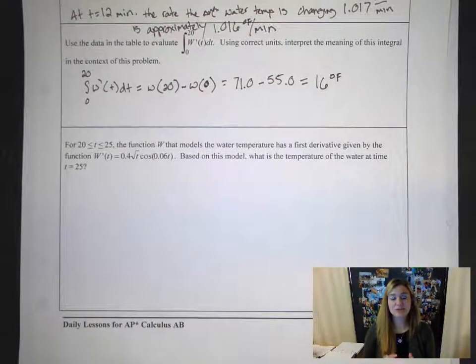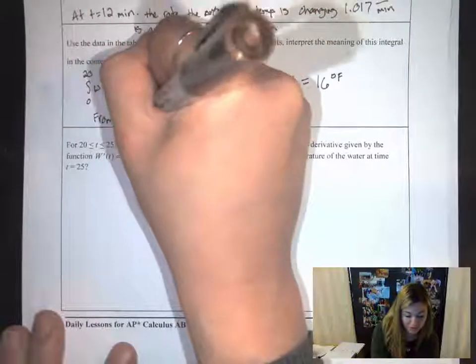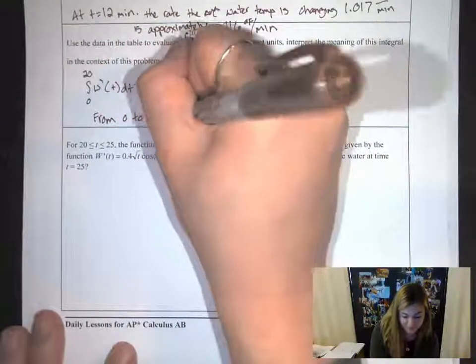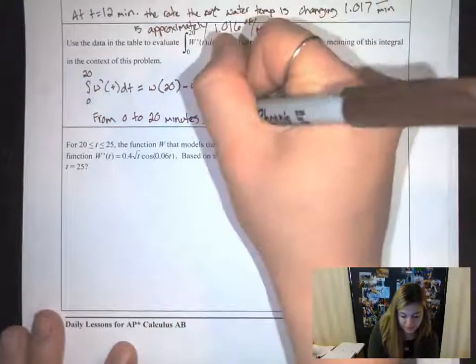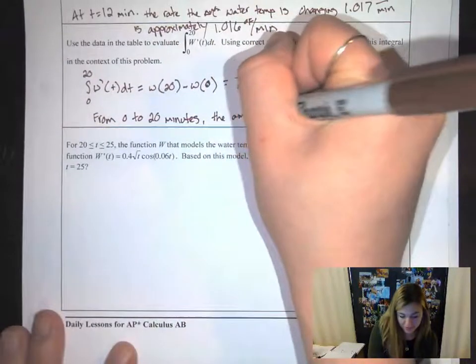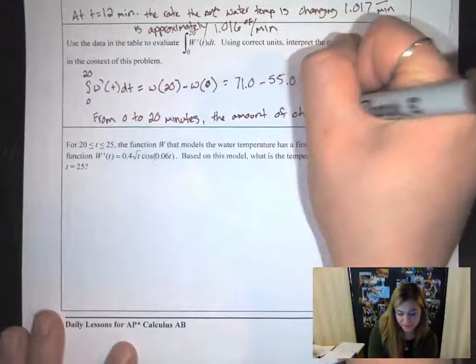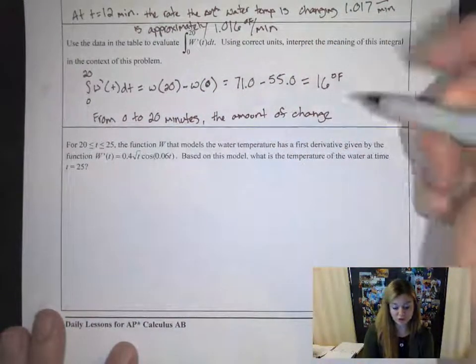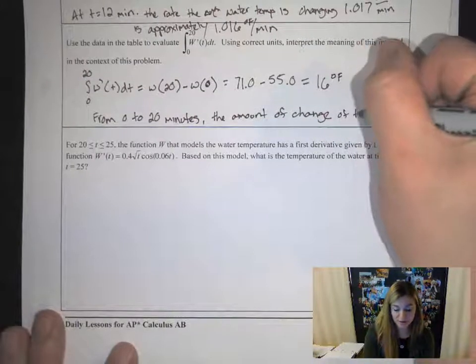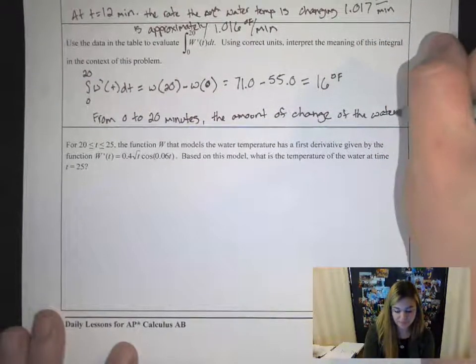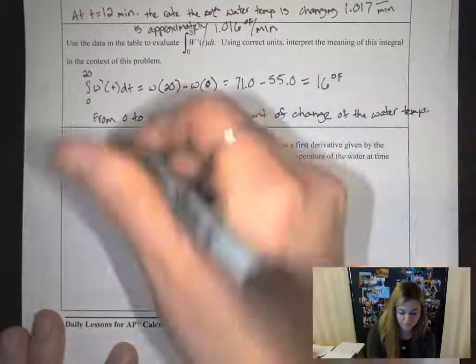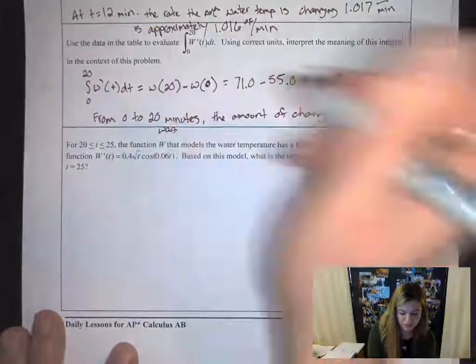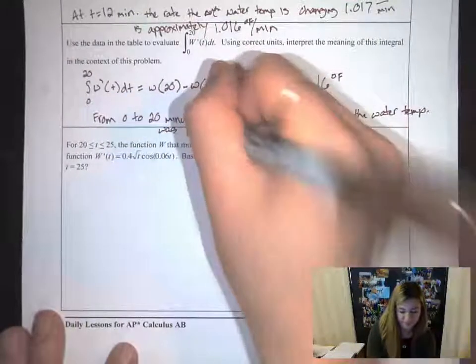Remember that an integral is always an amount of change over some given amount of time. So I'm going to say from 0 to 20 minutes, the amount of change. It's really helpful to get in that habit of writing the amount of change, just like before we wrote the rate when we were talking about derivatives. The amount of change of the water temperature was 16 degrees Fahrenheit.